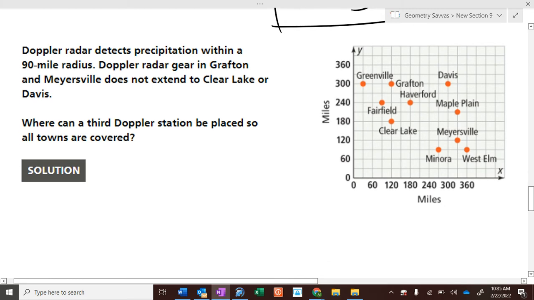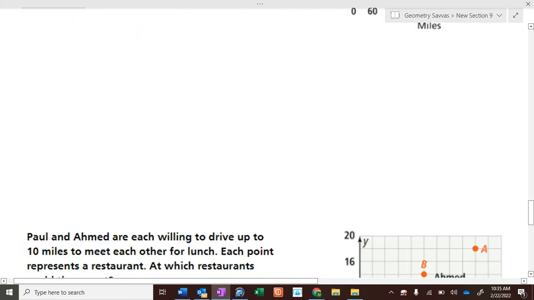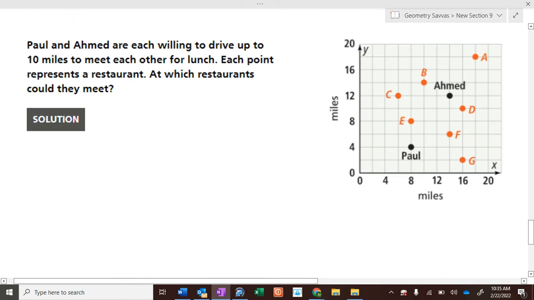Okay, I don't like this problem, so we're going to skip past it. Paul and Ahmed are willing to drive up to 10 miles each to meet each other for lunch. Each point represents a restaurant. At which restaurants could they meet? Well, if we draw this out, every square is 2 miles, right?